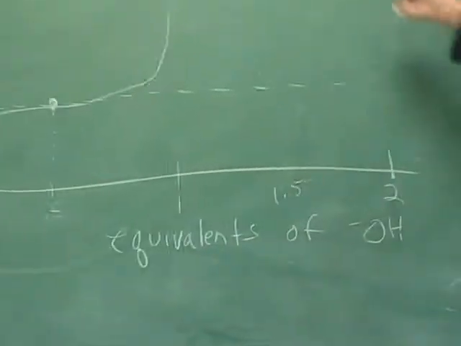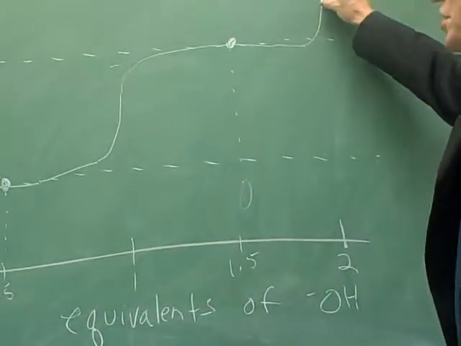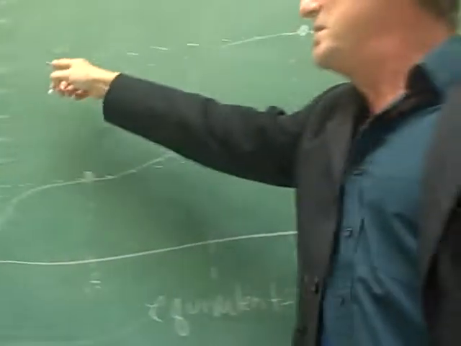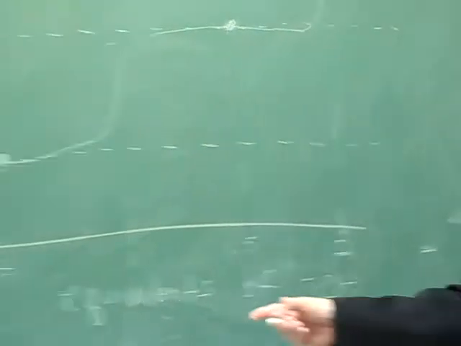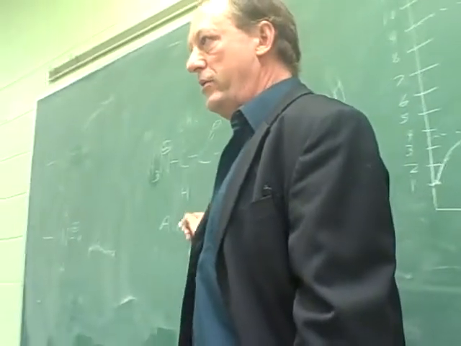And if I keep adding OH, my pH is going to change rapidly because I'm just pulling them out of solution. And so this is what the titration curve looks like for this compound.